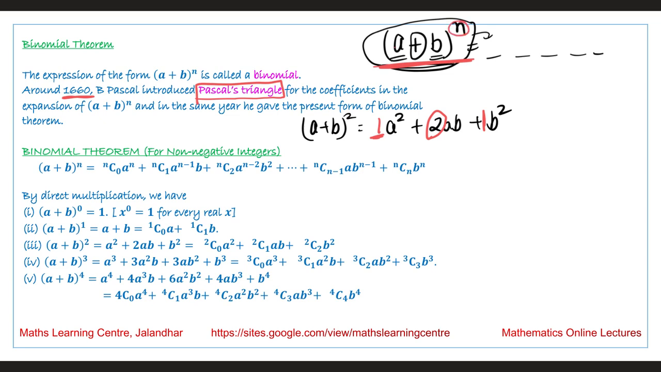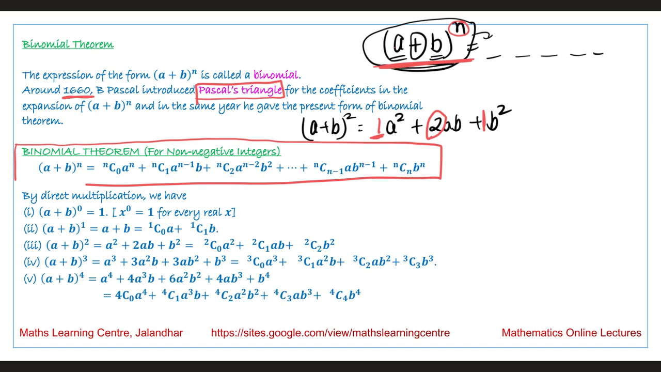So if we talk about the binomial theorem, this is the statement of the binomial theorem given for any non-negative integer. The proof we will study in our next slides. We are saying that for only non-negative integer n, we can write a plus b raised to the power n.